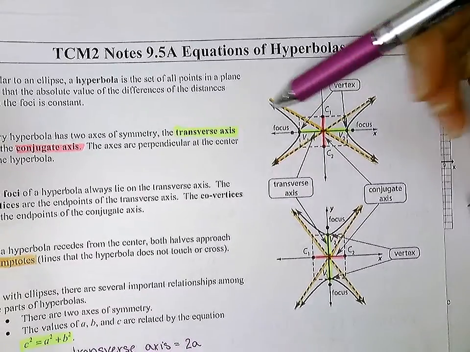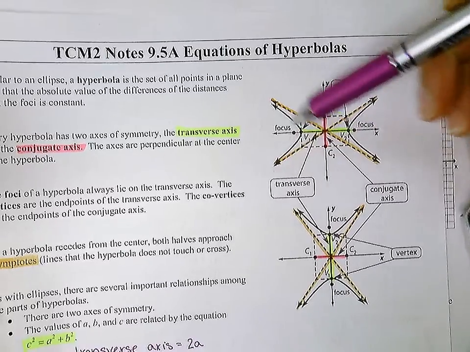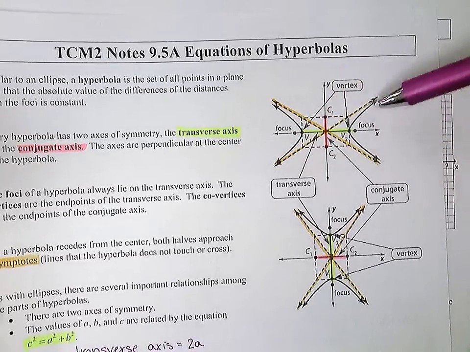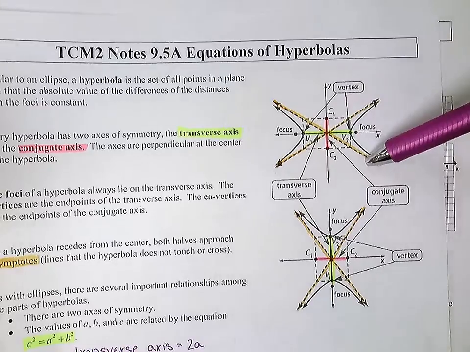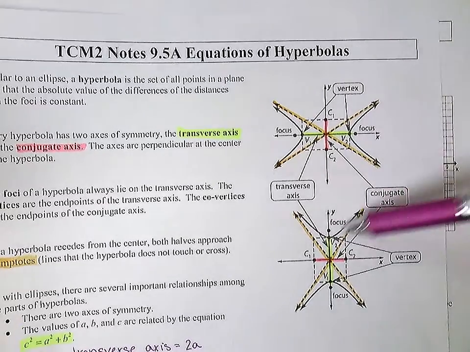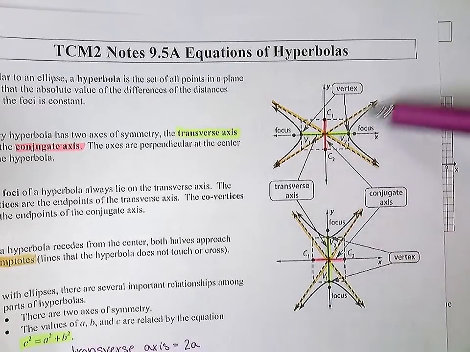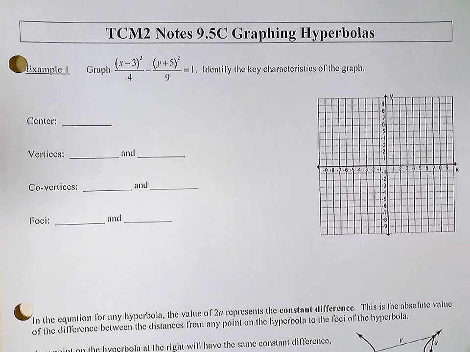There we go. So hyperbolas look like this if you recall. They're out to the sides this way, and there's two asymptotes that they cannot cross, either vertically or horizontally here. So we are going to graph those today using our standard form.